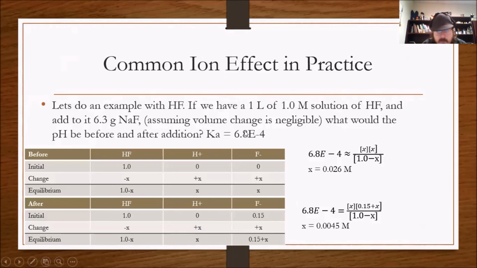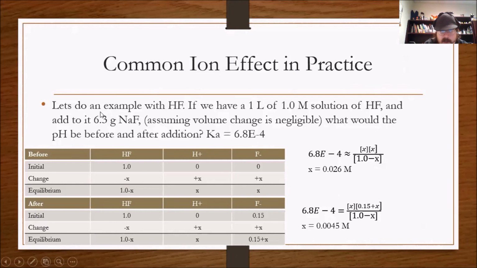I'm going to skip through this. There's some math. You can look at this math on your own time. But basically, if I calculate for HF, what's the pH of just 1 molar HF? We do it like we would have normally done. The concentration of acid would be 0.026. There's our Ka. Here's our setup.